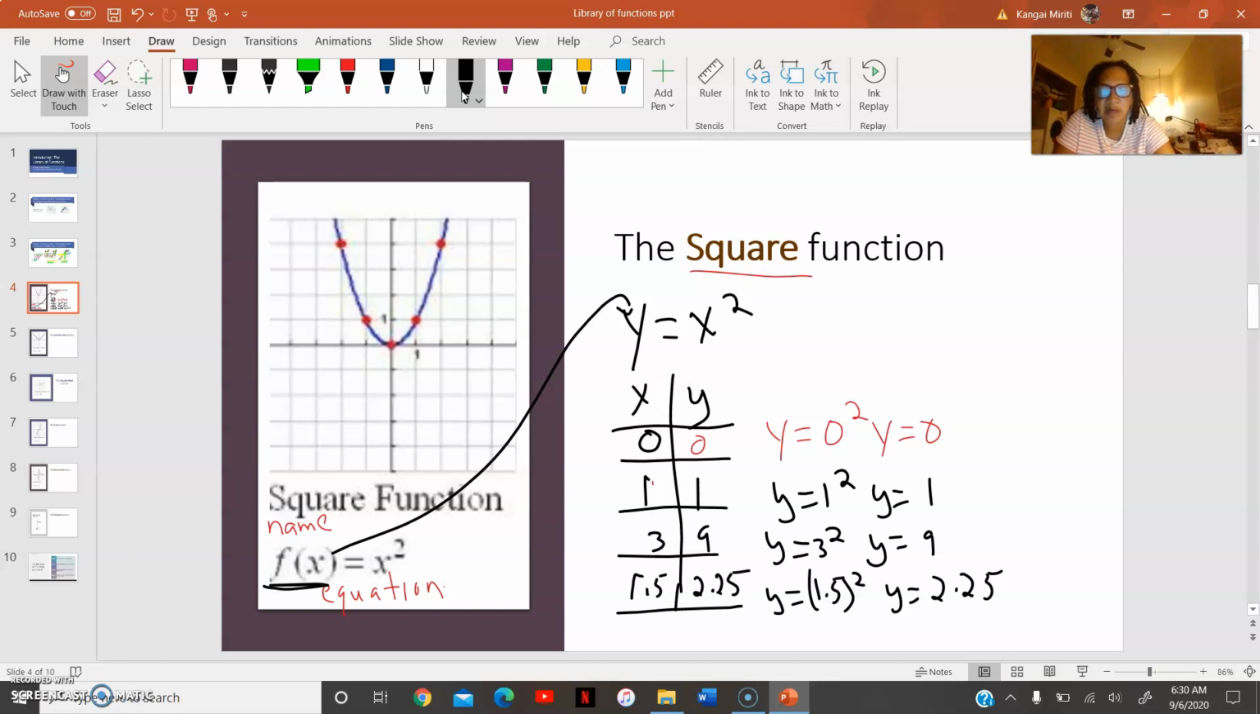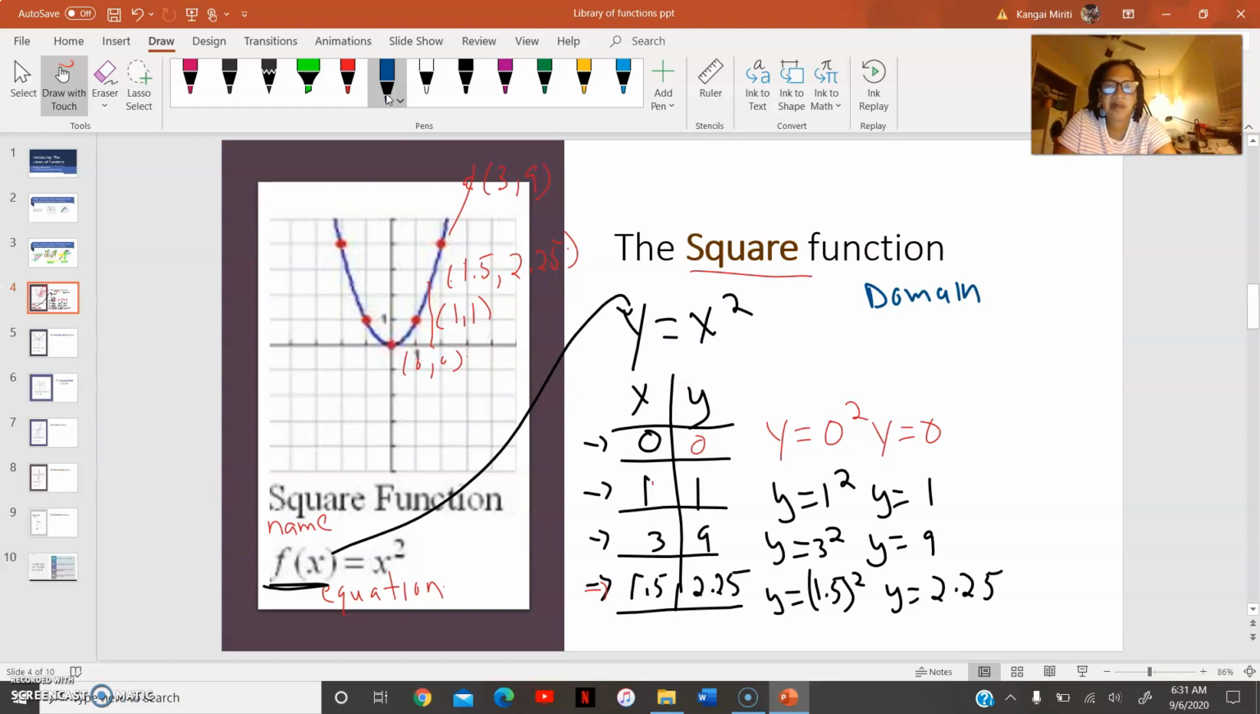So all of these points that I have found here are points that are on this graph somewhere. For instance, there's 0, 0 right there. And there's the point 1, 1. And the point 3, 9 we can't see. It would be way up there somewhere, 3, 9. And this point 1.5, 2.25 is somewhere in between here. Right here, 1.5, maybe 2.25 there. So that's the square function. We want to be familiar with its name, with its equation, and we also want to know its domain and range. So let's talk about the domain.